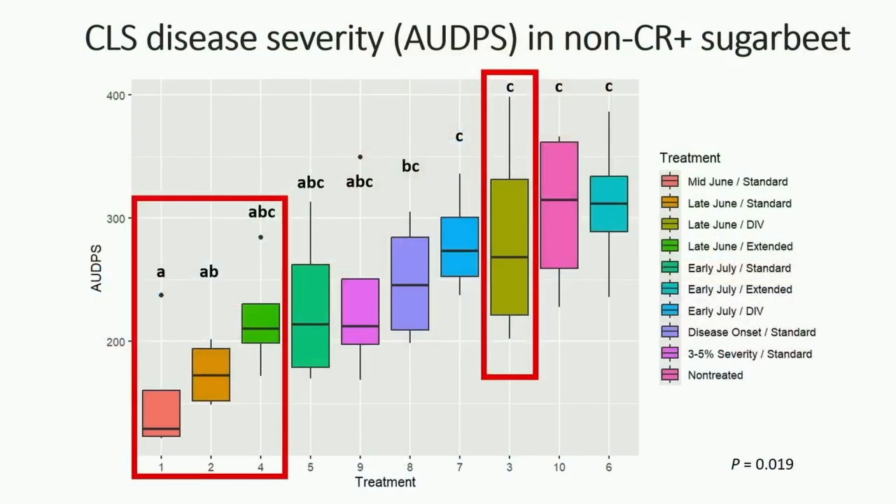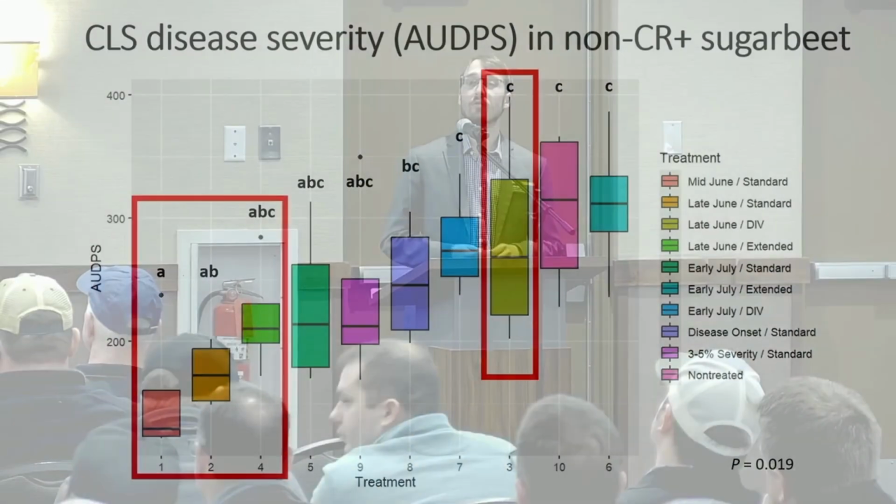Again, highlighting those in the red squares, those June applications. We did see less of a difference, less of a benefit to that late June application with the DIV interval. And I want to emphasize that is an interval indicated by the daily infection value, which we calculate using the NDON Shang and Teng model, which can be found online at the NDON Weather Station database.